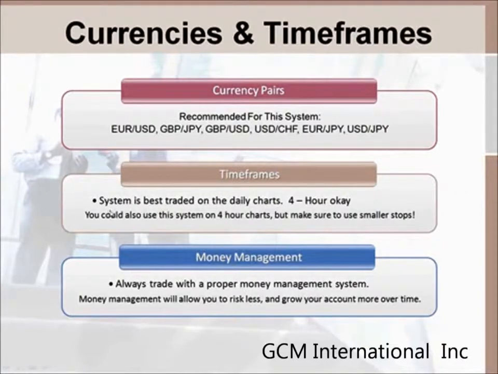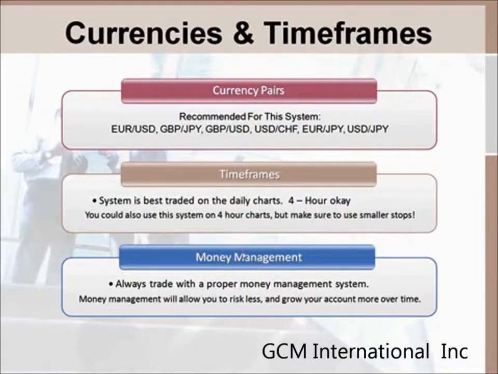For the time frames, as I said before, this system is best traded on the daily charts, but you could also use it on the 4-hour charts if you wanted to. If you're trading on the 4-hour charts, don't use 200 pip stops. Obviously, a 200 pip stop is too large for a 4-hour chart. You could use the same rules with a 50 or 60 pip stop and use it that way on the 4-hour charts.